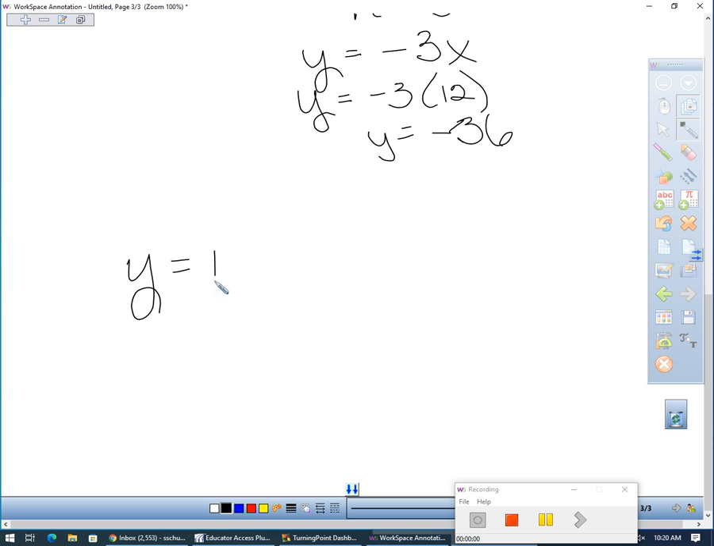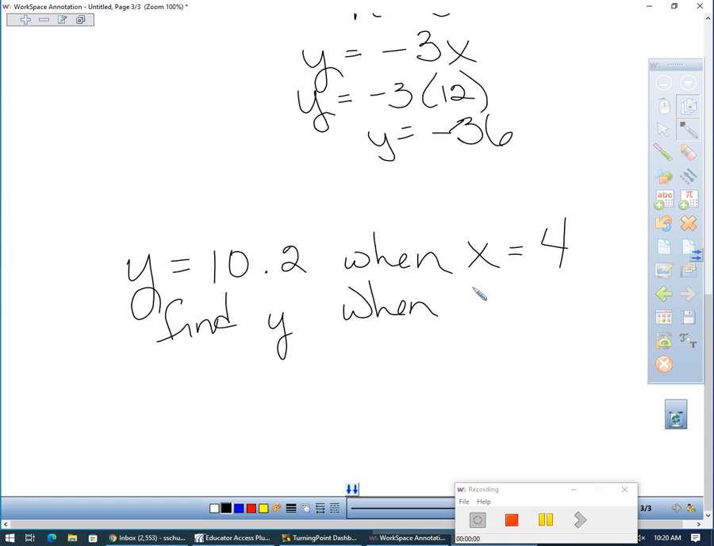let's do something like this. y equals 10.2 when x equals 4. Find y when x equals 12. Oops. That's supposed to be x equals 12. All right, so what's the first thing we're going to do? K equals 10.2 divided by 4.